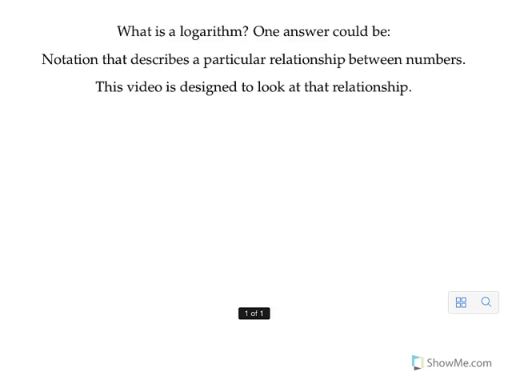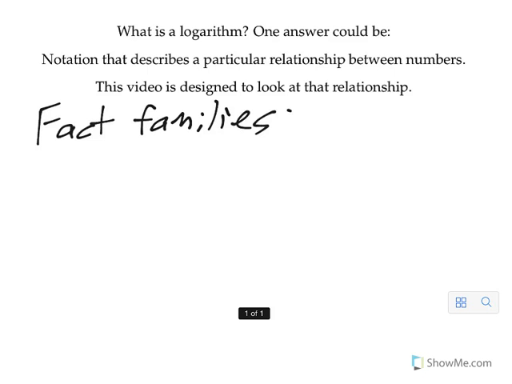So as we begin logarithms, the question is, what is a logarithm? There are a lot of answers to that, and hopefully we get several that are good, but one answer could be notation that describes a particular relationship between numbers. This video is designed to look at that relationship.